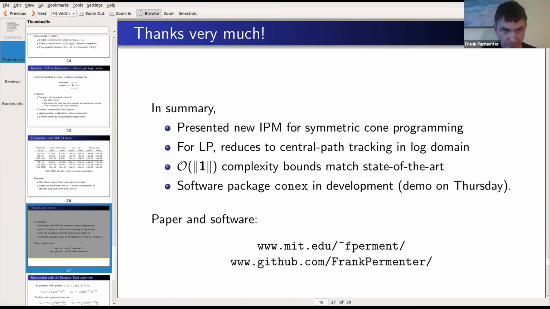So let me end on just a conclusion slide. In summary, I presented a new interior point method for symmetric cone programming. For linear programming, this reduces to central path tracking in the log domain. I established that the complexity of this algorithm meets the state of the art. And I also briefly advertised a software package, Conic, which implements this algorithm. You can find a preprint of this on my website, and you can find the still under development software package at my GitHub website.